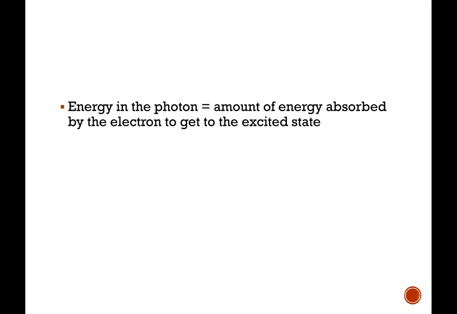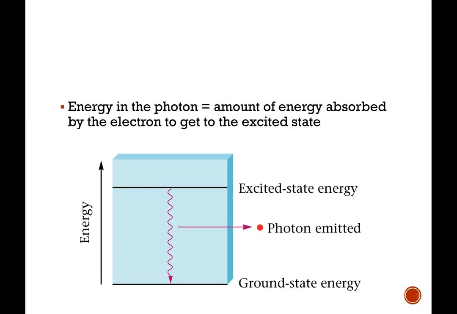So the energy in the photon exactly equals the amount of energy absorbed by the electron to get to the excited state. We know energy released has to equal energy absorbed. So that way we can actually calculate how much energy was absorbed by using the energy of the photon that was emitted.